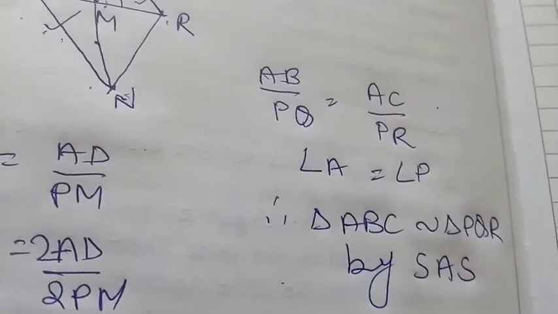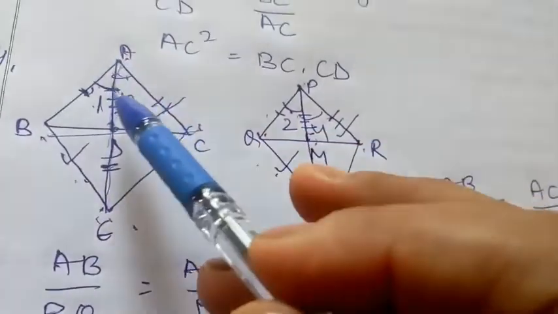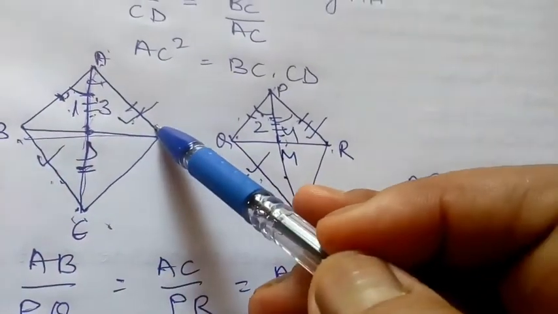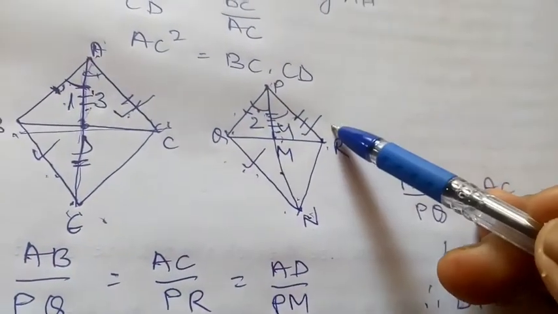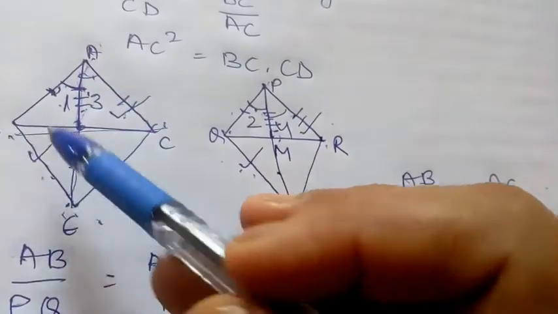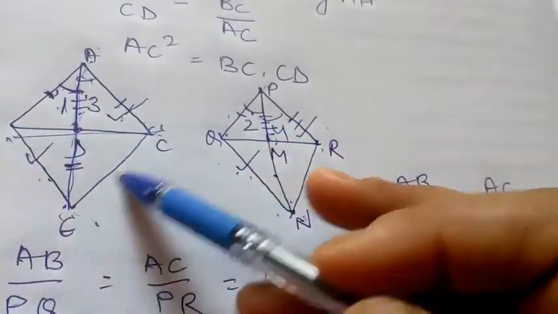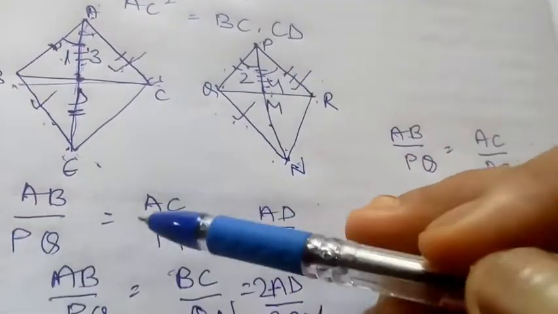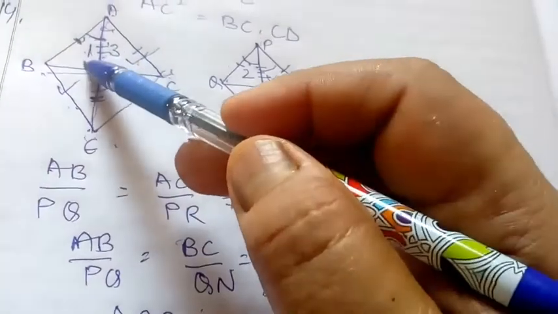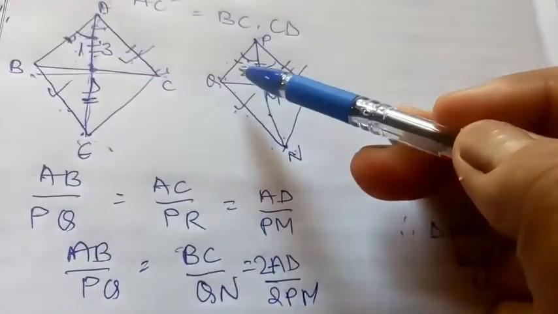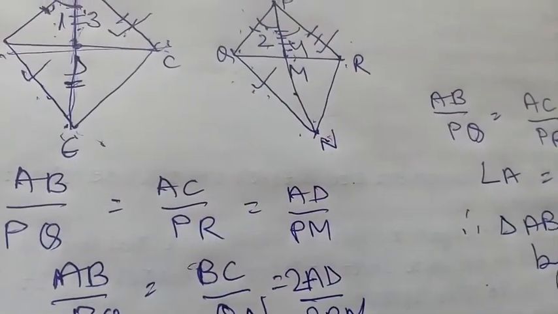First, we have to prove that ABEC is a parallelogram and PQNR is a parallelogram. The diagonals bisect each other, therefore it is a parallelogram. Then again sides are equal. First prove similarity, angle 1 equals angle 2, and so on.